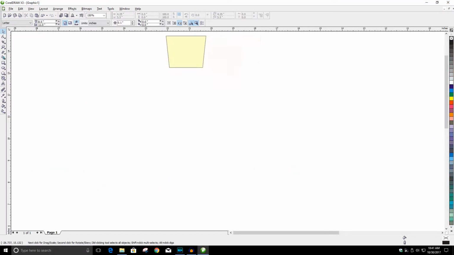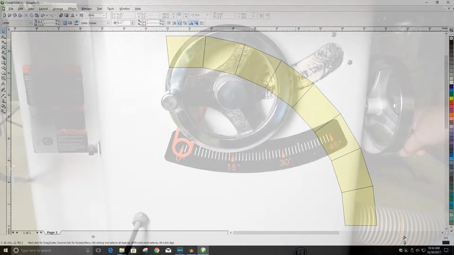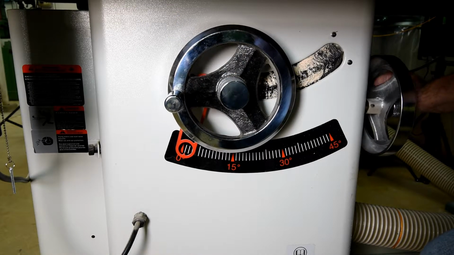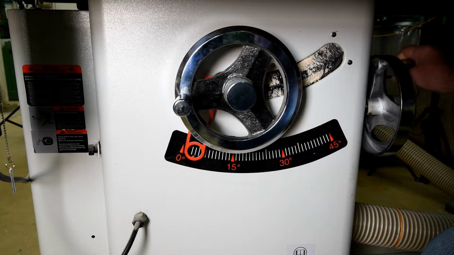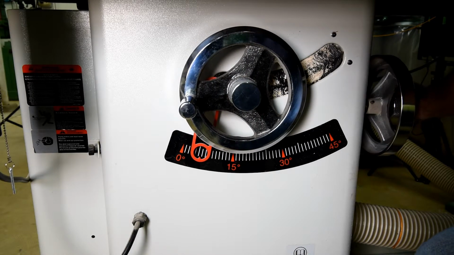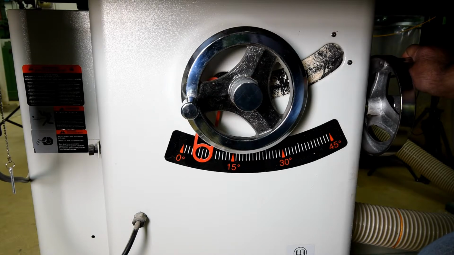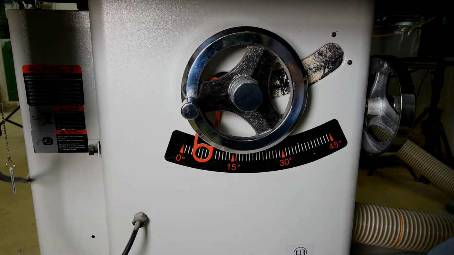Each segment will rotate 12 degrees. So if each segment is going to rotate 12 degrees, that means that each side is only going to have to be 6 degrees, because 6 on one segment plus the 6 on the other will equal 12. So I'll set my table saw to 6 degrees.